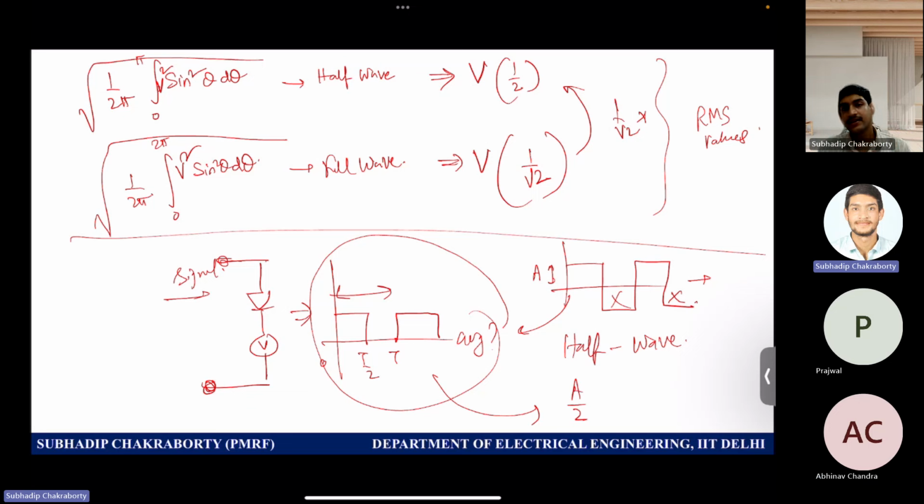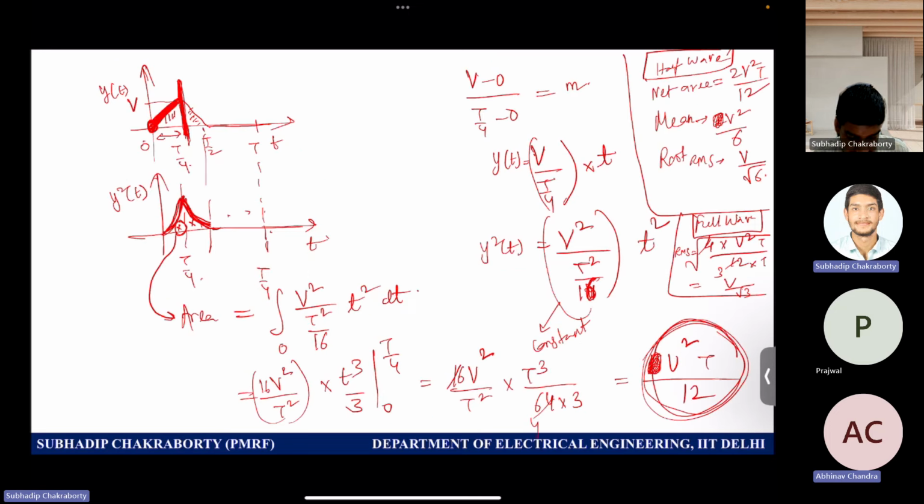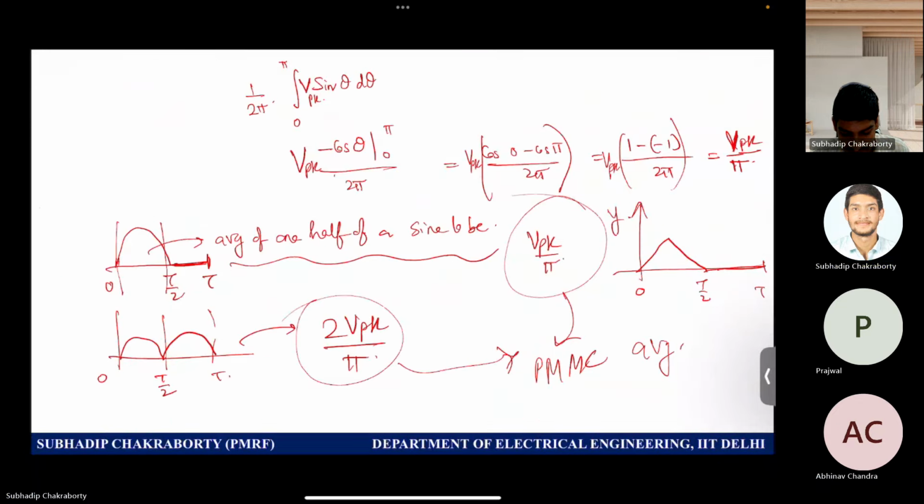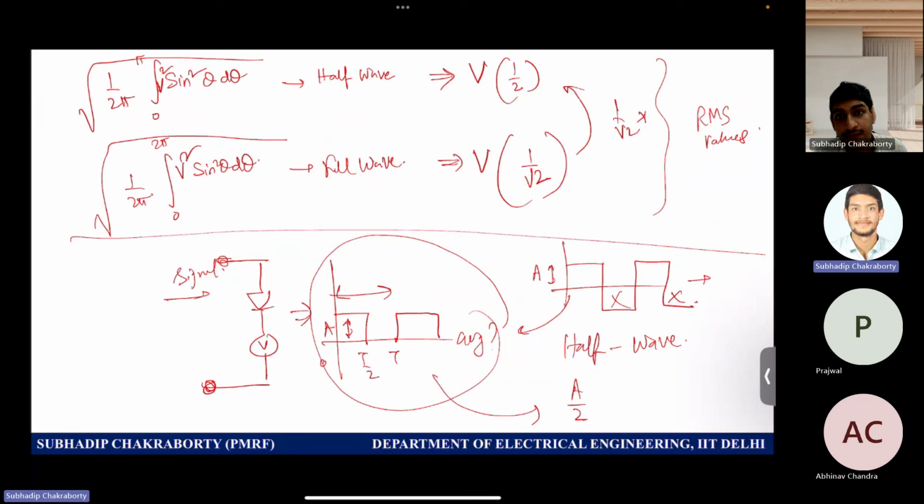And another information is given to you, which will help you to find the strength of this signal. What is this information? That is 40% of deflection. Correct. 40% of deflection. 40% of what deflection? Full scale deflection. So what is the full scale deflection?